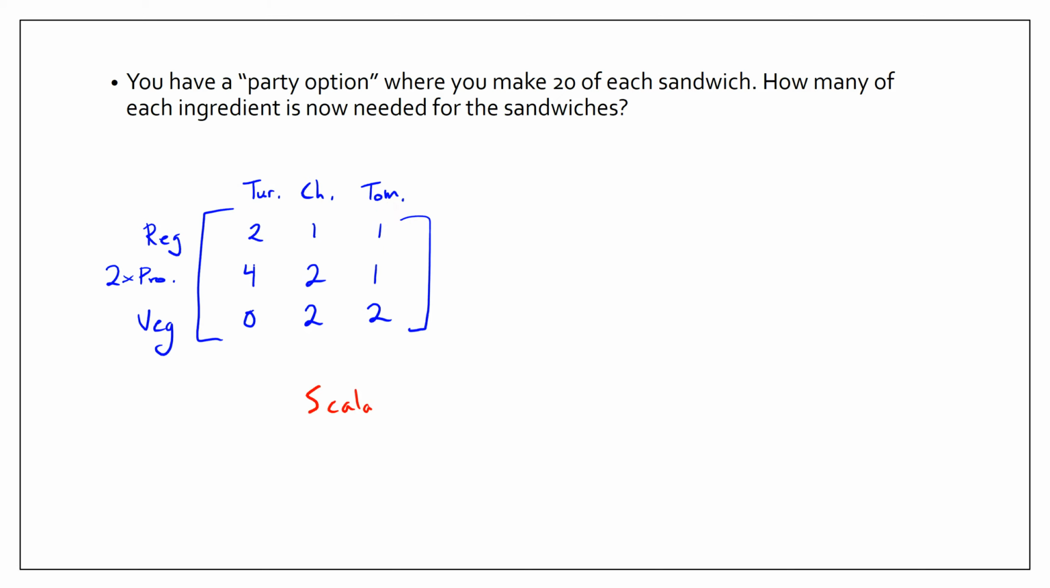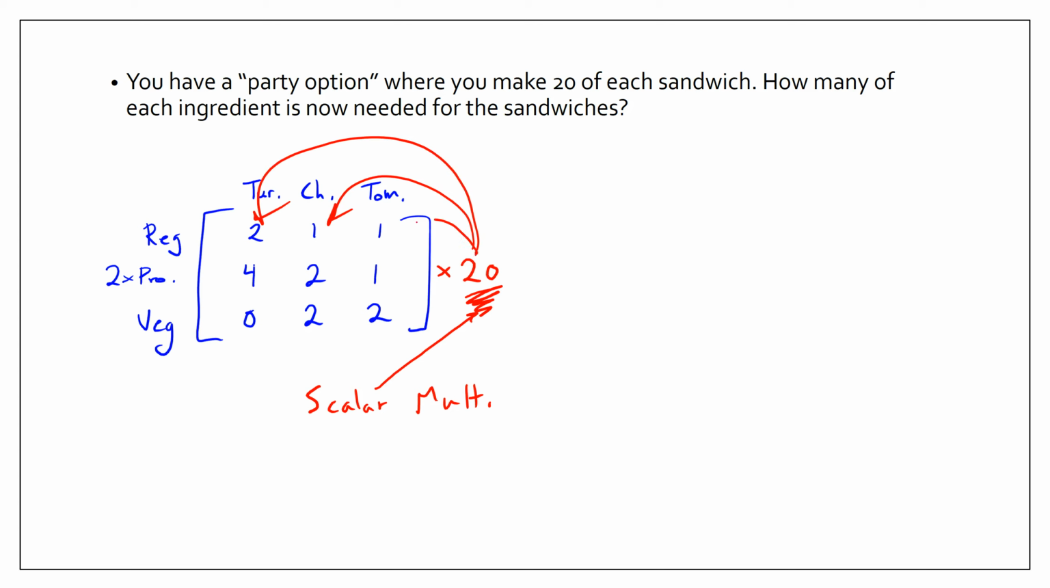So scalar multiplication is this. You're literally just taking your matrix and you're multiplying it by a scalar. This thing is called a scalar. And what I'm doing is I'm just going to multiply every single entry in the matrix by this scalar. You can think of it as distributing through. So scalar multiplication, I'm just multiplying every single entry in the matrix by the scalar.